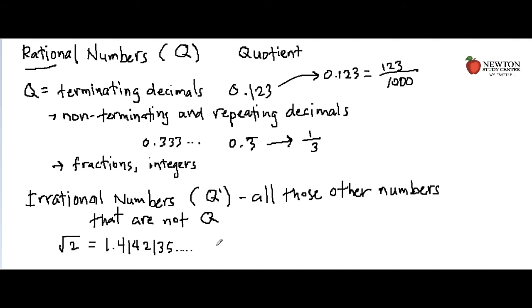Another example of an irrational number is the square root of 3, and another one is the number pi. So pi is also a number that looks like this, 3.14 dot dot dot. So again, just like the square root of 2, the decimal numbers have no pattern and are continuous.